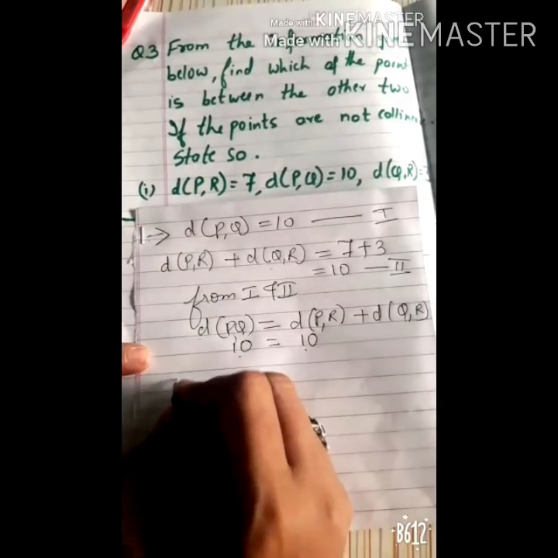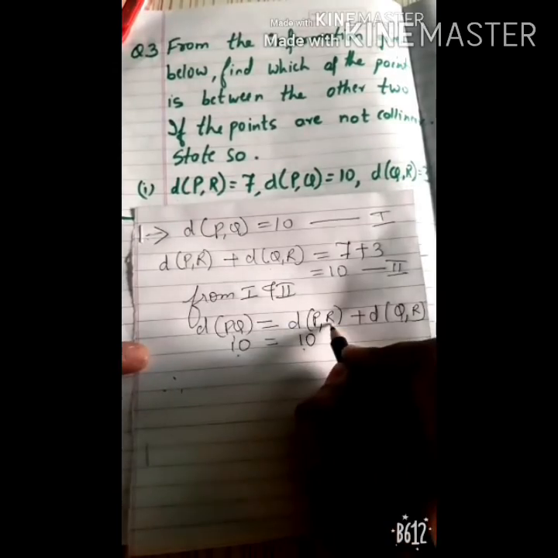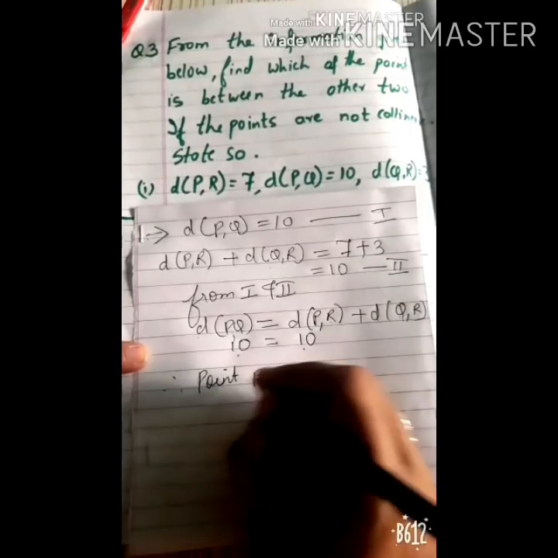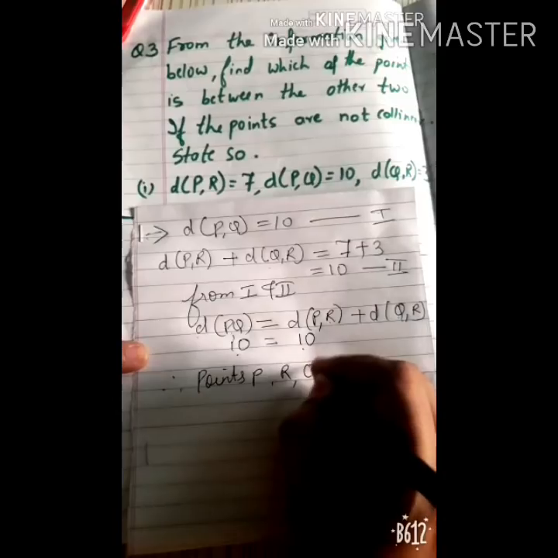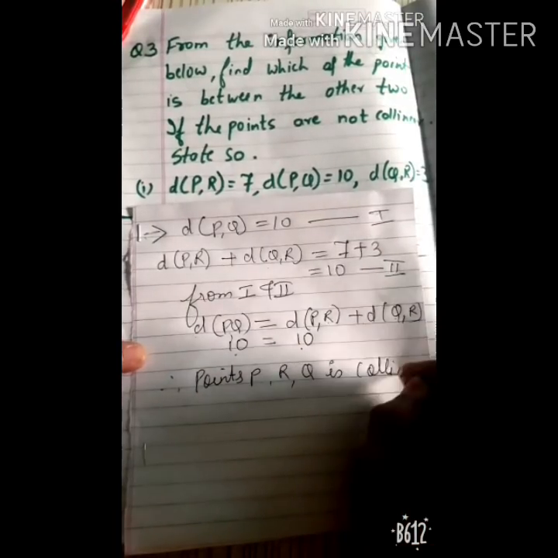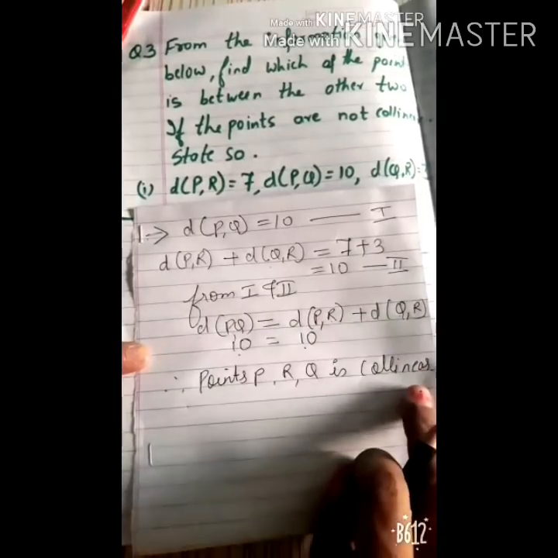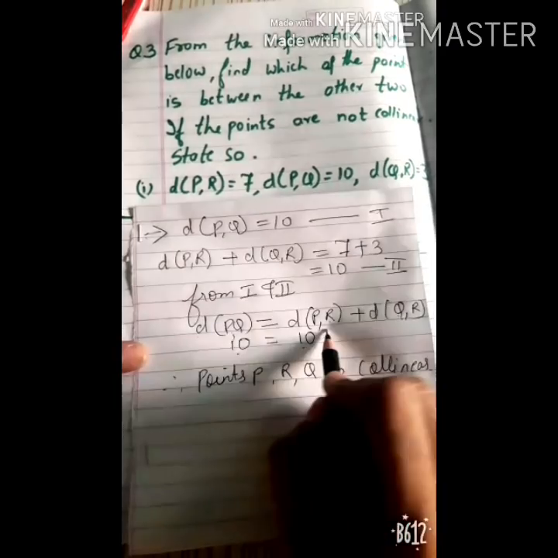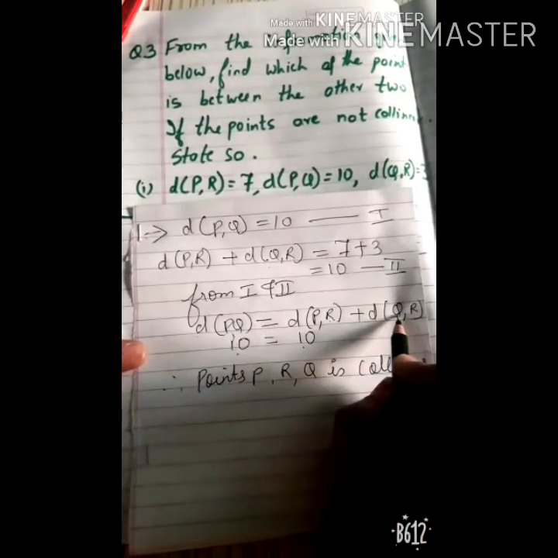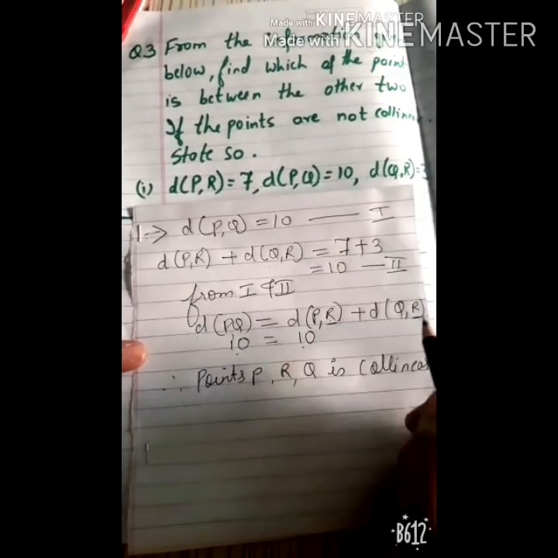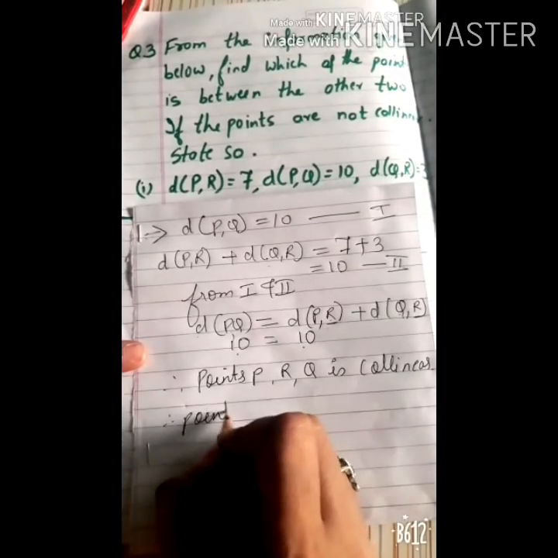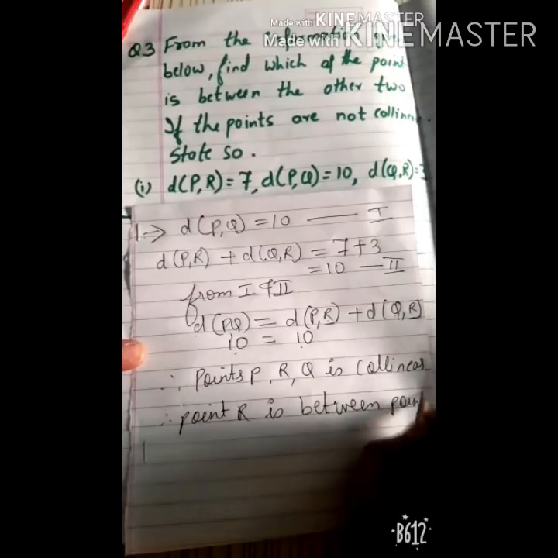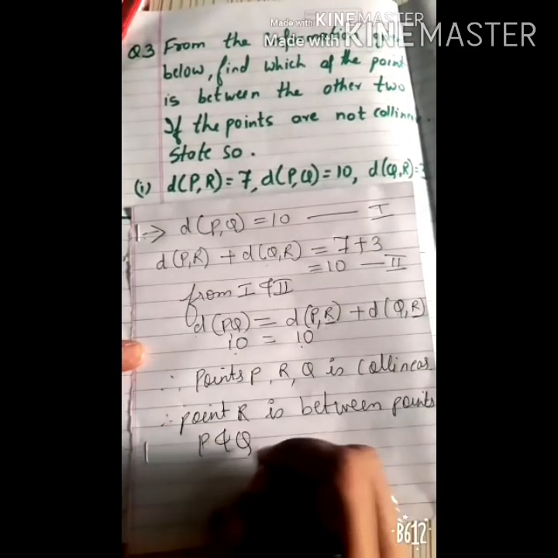So, therefore we can say the points P, R, Q are collinear. If collinear, we have to write the point which is between the other two points. Here, in the addition of the two distances, R is repeated. Therefore, point R is between points P and Q.